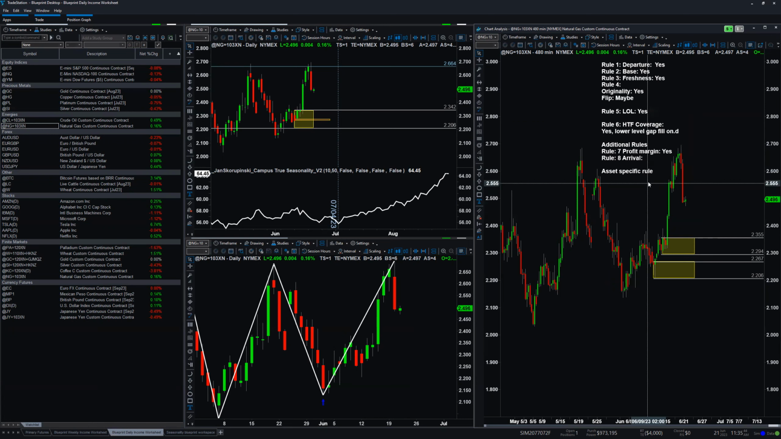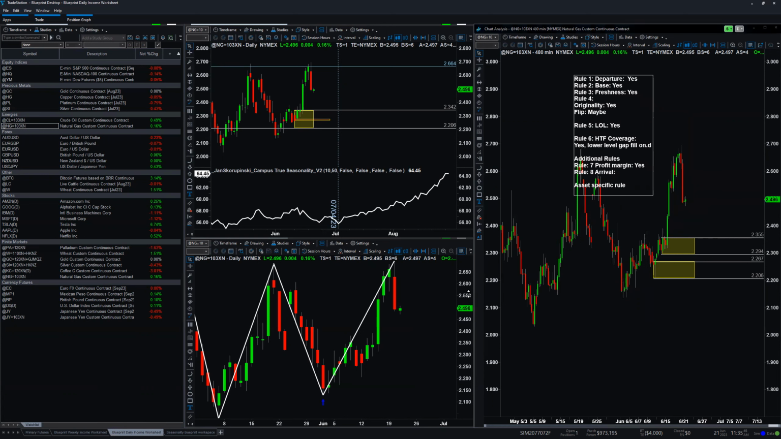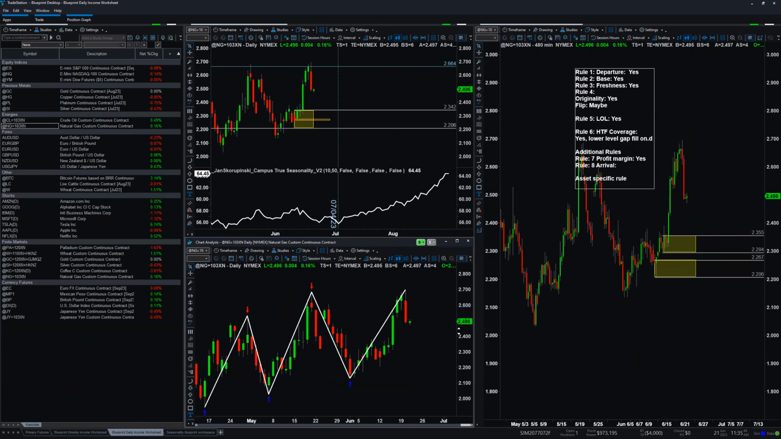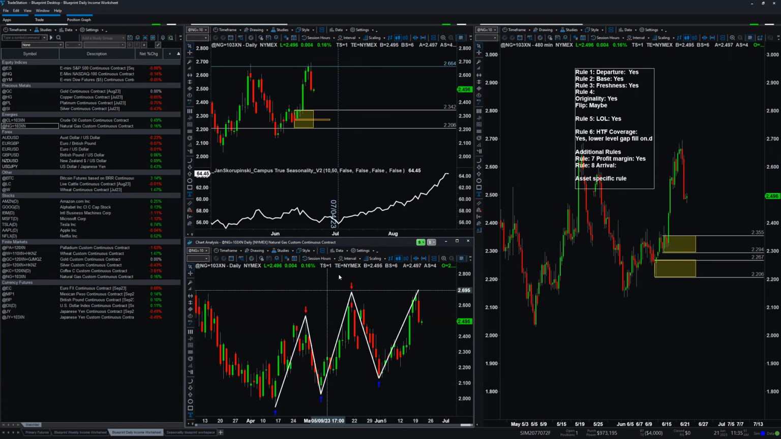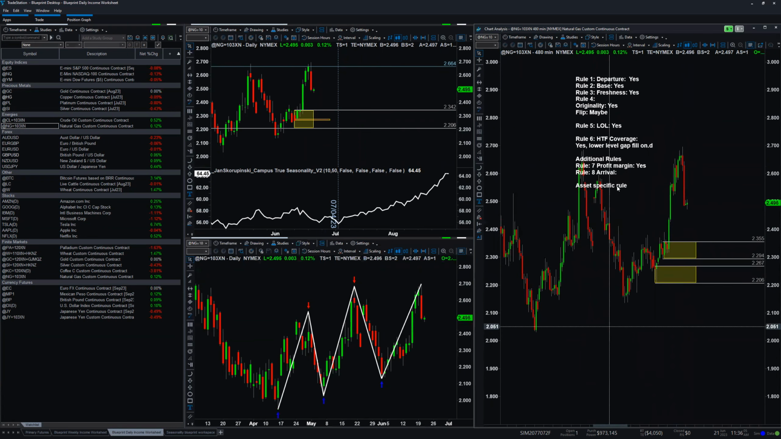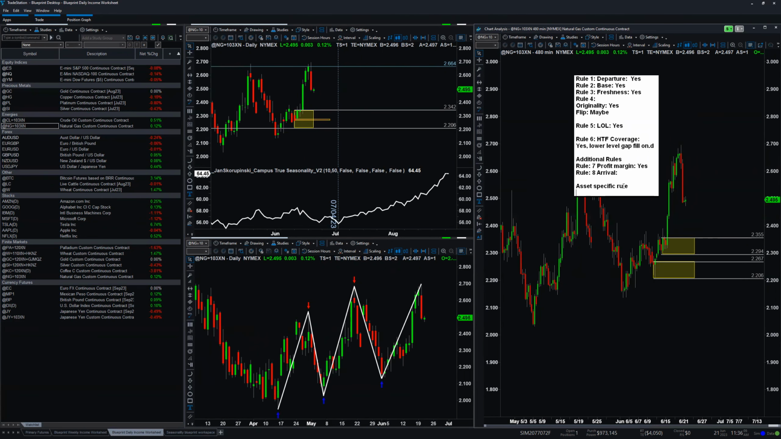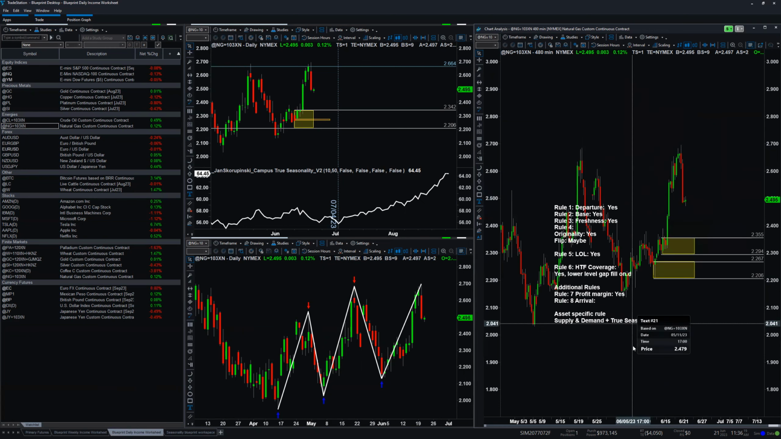And what I can say is that natural gas is a technical supply and demand game in combination with the true seasonals. That's the most reliable setups. Powerful true seasonals in line with powerful technical levels. And that's our asset specific rule: supply and demand plus true seasonals is what we have to rely on most.